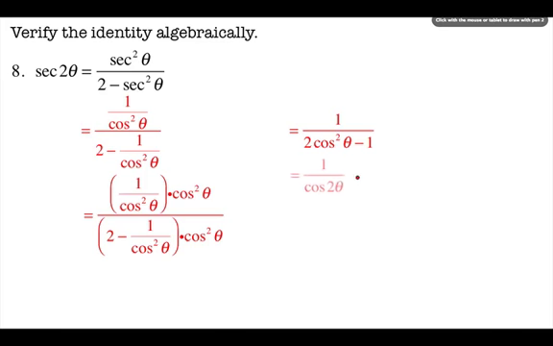At this point, I get the following. Why does this become this? Because this is a formula you saw on an earlier part of the video. And then from here, using the reciprocal identities, I get the following. And I'm done with number 8.